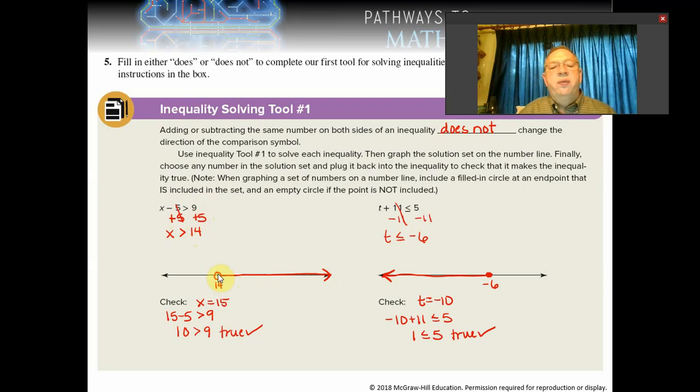Here's just another way of representing this. Draw the circle. That does not include 14. I could also put a little parenthesis right here, open, and that would mean 14 wouldn't be included. All the numbers bigger than 14.